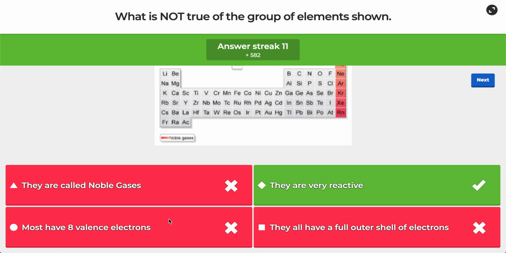Most of them have 8 valence electrons, except for helium, which has 2 because it only has 1 electron energy level, which is filled by 2, and they are called noble gases.